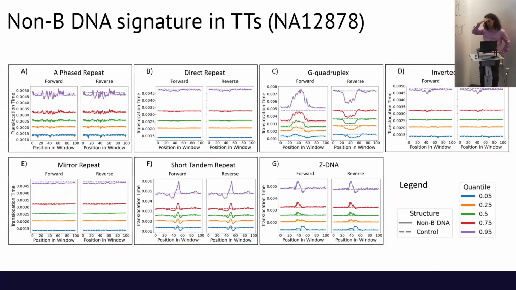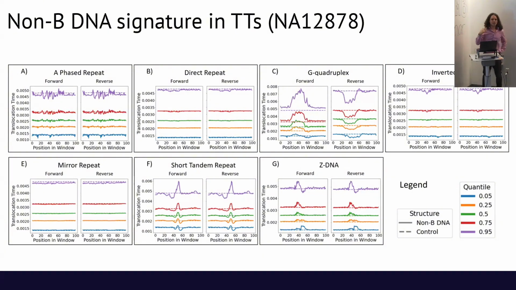Okay, so big takeaway slide. These are quantile plots, very similar to the Genome Research paper. So you see the different quantiles and the different colors, control, which is B DNA, and non-B DNA in the solid line. The x-axis is position in window, and the different facets are the different non-B motifs. So we see that for some non-B motifs, there really isn't too much distinguishing from B DNA, even at the upper quantiles.